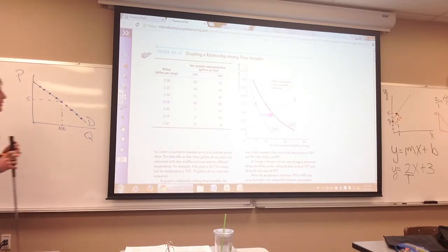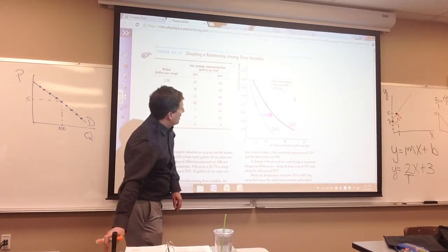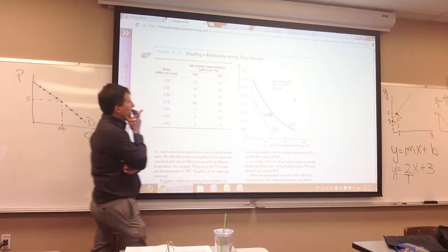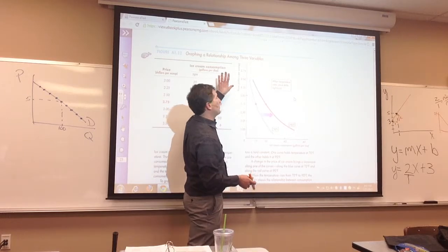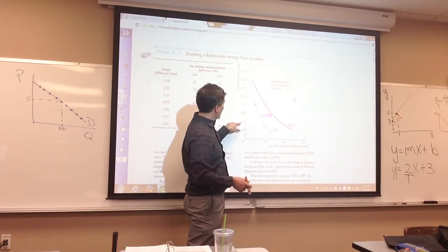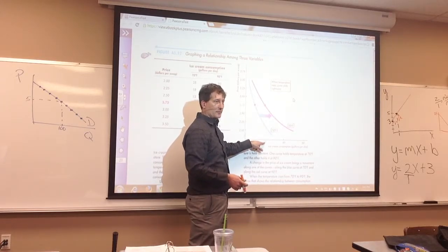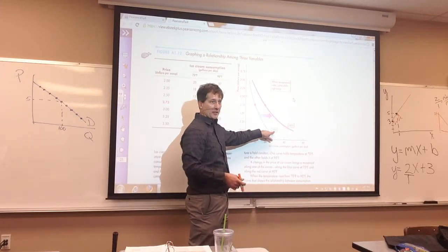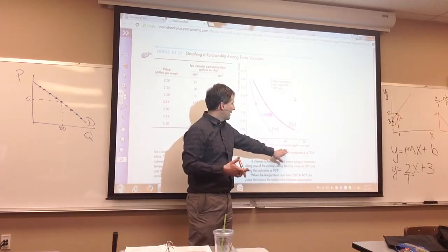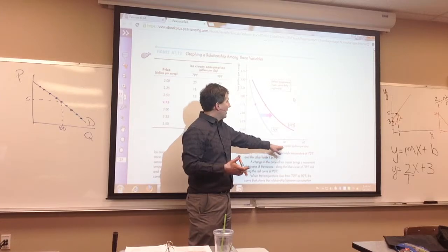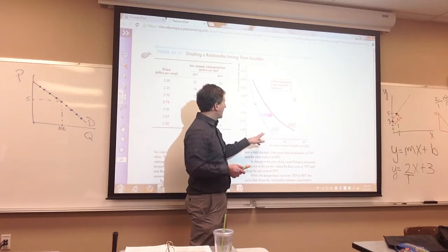Okay, now this is super important. Shifts. So when we draw a relationship between two things, we've got ice cream consumption and price. So this is the price of an ice cream cone. At $2.25, people are going to buy 20 ice cream cones. That's when the temperature is 70 degrees. So we're holding constant things besides price and quantity of ice cream. As temperatures rise, people want to buy more, and we can think about that a couple different ways.